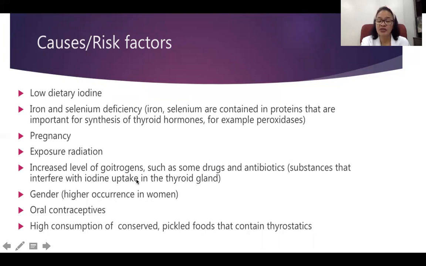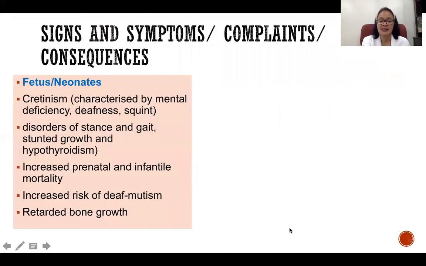Increased level of goitrogen, so there are some foods that can interfere with the iodine uptake in the thyroid gland. Some antibiotics, some foods. Cassava could be a goitrogen. It has higher occurrence in women. Intake of oral contraceptives or even consumption of preserved foods, the pickled foods that contain thyrostatics.